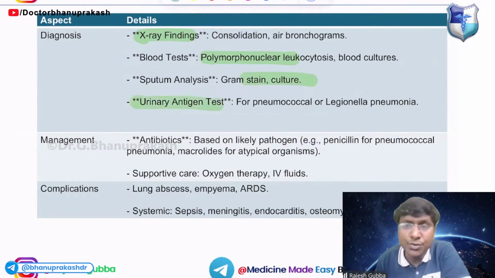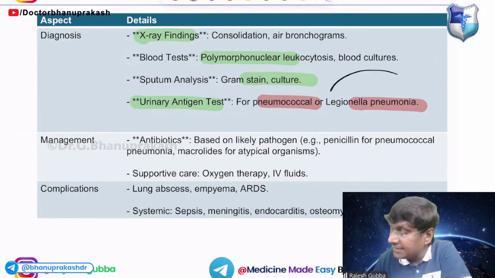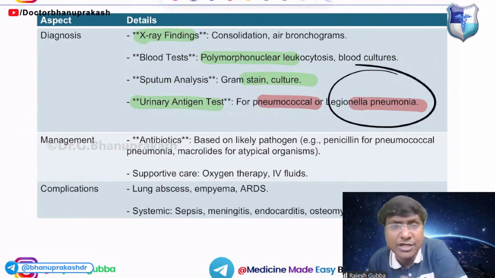And in which scenario do you need to do the urinary antigen test? The urinary antigen test has to be done for pneumococcal and Legionella pneumonia if sputum production is not observed. Usually in pneumococcal pneumonia, you'll have sputum production. But Legionella pneumonia is the one which causes interstitial pneumonia. You'll have a dry cough, there is no sputum production. So in such a case, you can do the urinary antigen test.